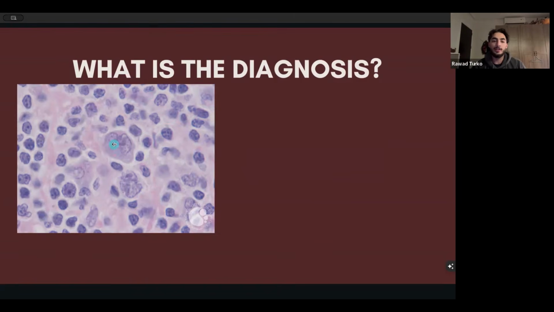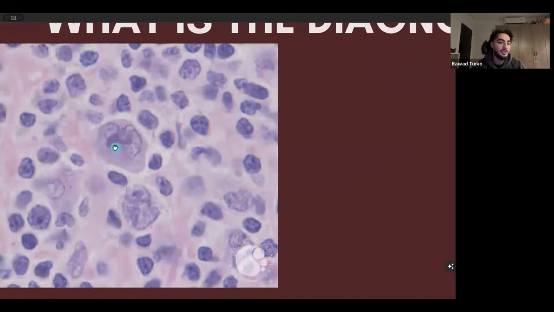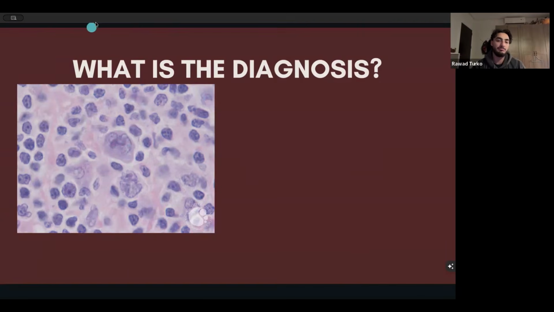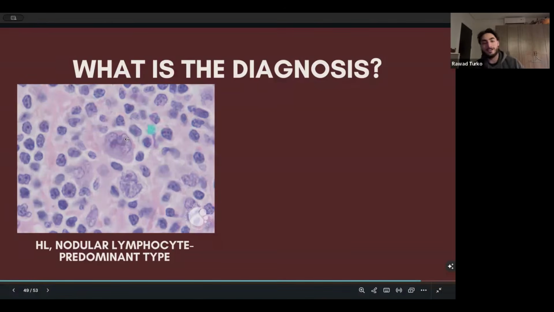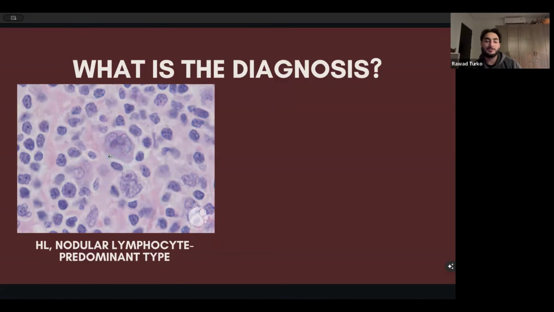Just to give you a hint, these are not really Reed-Sternberg cells. Yeah, perfect. So this is the nodular lymphocyte predominant type. Now, we just went through all of the classic Hodgkin's lymphoma. Okay, or we're about to right after this. This is a non-classic Hodgkin's lymphoma because it doesn't actually have any Reed-Sternberg cells. Okay, instead it's going to have these cells that look like Reed-Sternberg cells, but they're going to be negative for CD15 and CD30 cells. So what are these cells called?